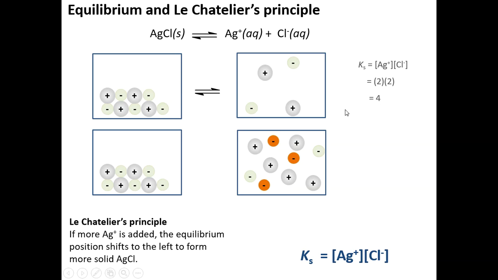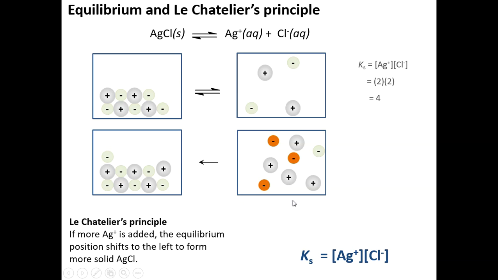So we have to get rid of some of these ions, and we can do that by going towards the left-hand side, the solid. We can only form silver chloride, so we need to remove some silver ions and some chloride ions. So the reaction reverses to form the solid, and I get rid of some chloride and some silver. You can't simply get rid of positives without some negatives, so I've removed a chloride and a silver.